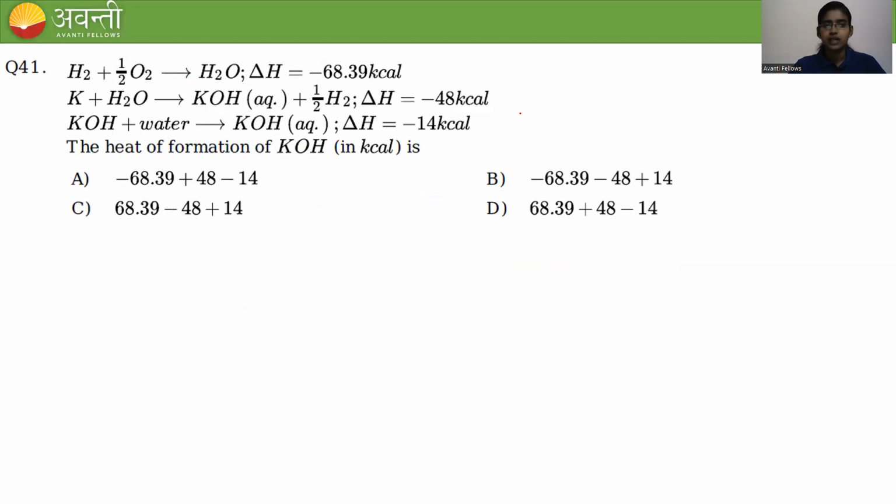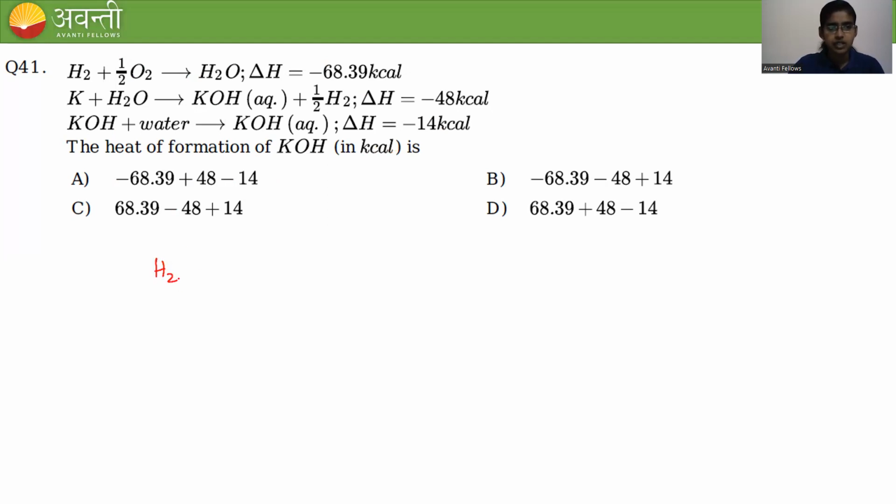Question number 41. Three different equations are given to us, and the delta H value, that is the change in enthalpy value, is given to us. You can see all the reactions are exothermic in nature because all the values are given as negative. Now we have to find the heat of formation of KOH in kilocalories. To get the formation of KOH, first of all, we have to rearrange the equations. Got it? So the first equation remains as such.